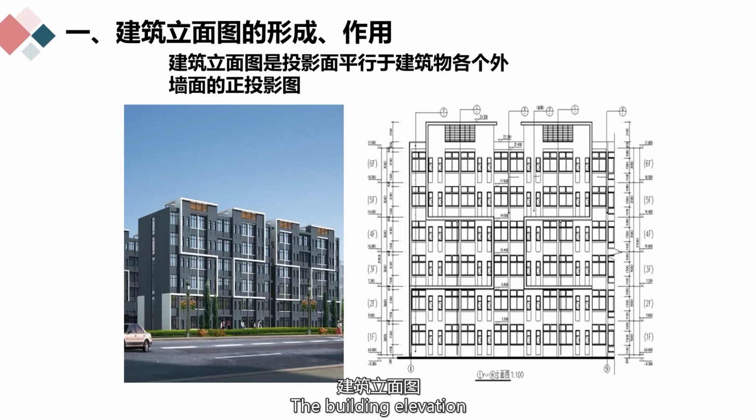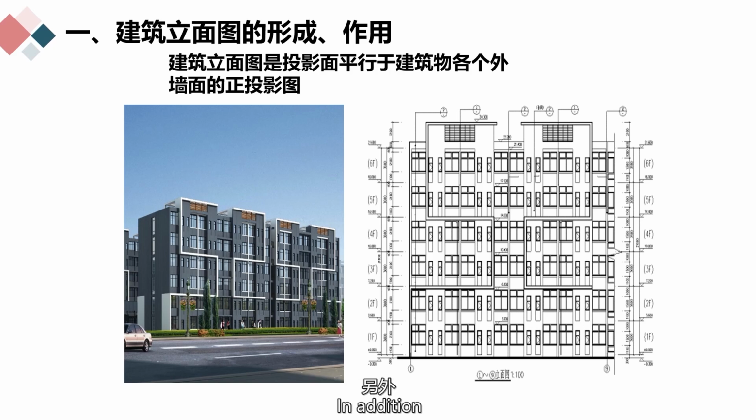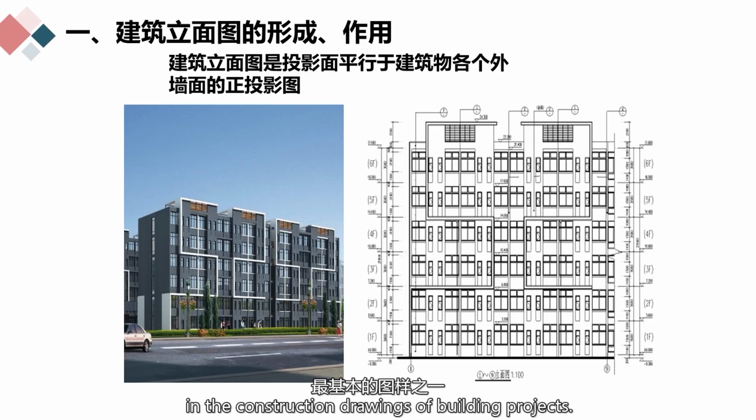The building elevation mainly reflects the total height of the building, the shapes of the eaves and the roof, such as pitched roofs, etc., the forms and arrangements of doors and windows, and the shapes and positions of outdoor steps, canopies, etc. In addition, written descriptions are also often used to indicate the building materials and construction methods of each part. The building elevation is also one of the most fundamental drawings in the construction drawings of building projects.